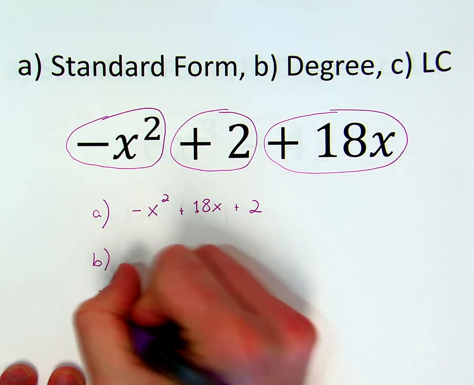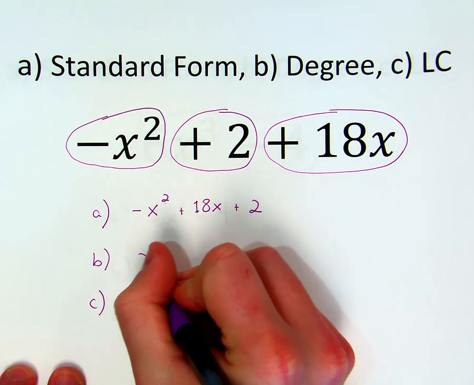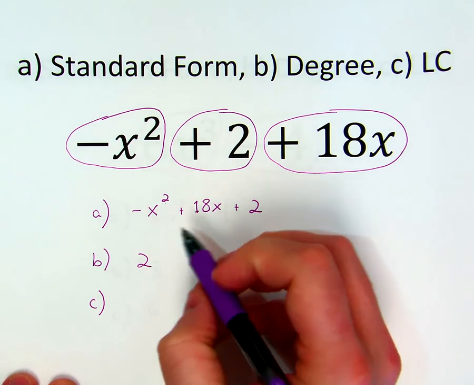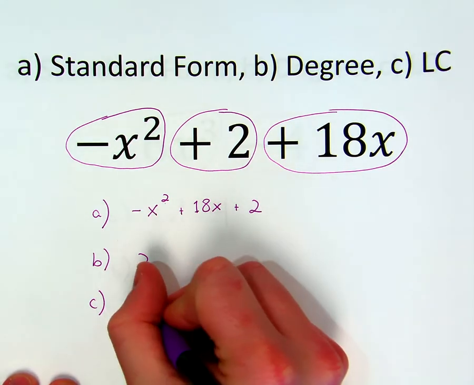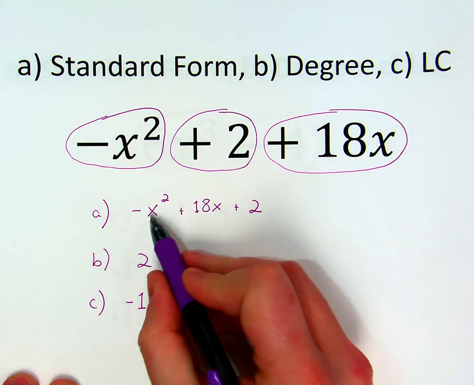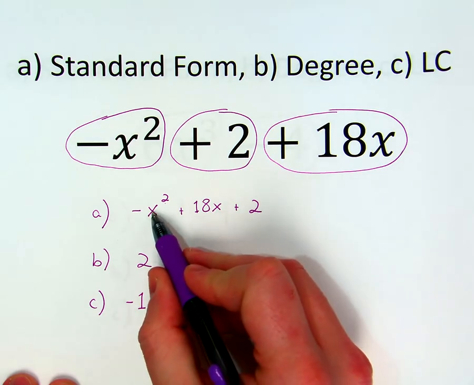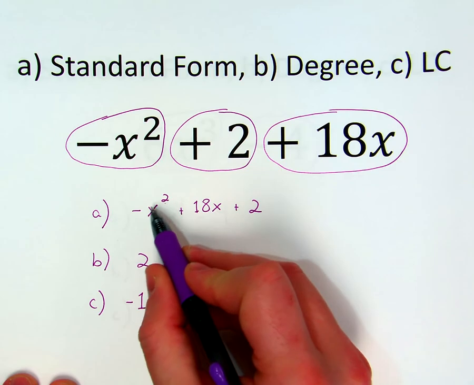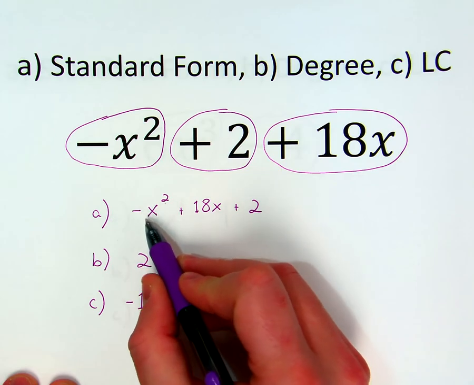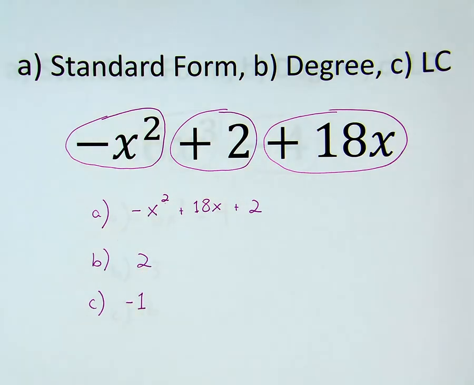The degree of the polynomial is 2 because that is the largest exponent, and the leading coefficient is actually a negative 1. Remember, if there's no number in front of a letter, it's like an invisible 1. In this case, since we're talking about negative x squared, it's like having negative 1x squared.